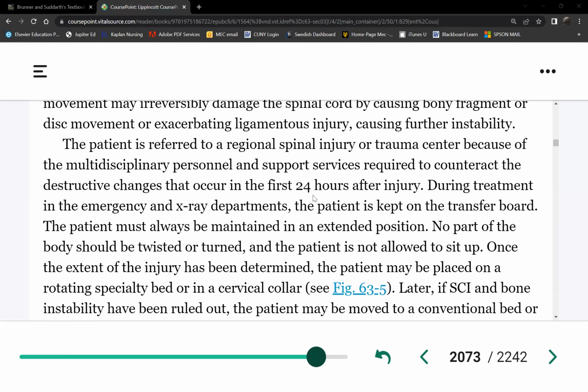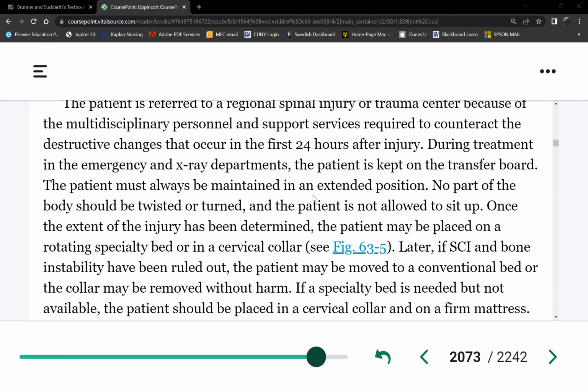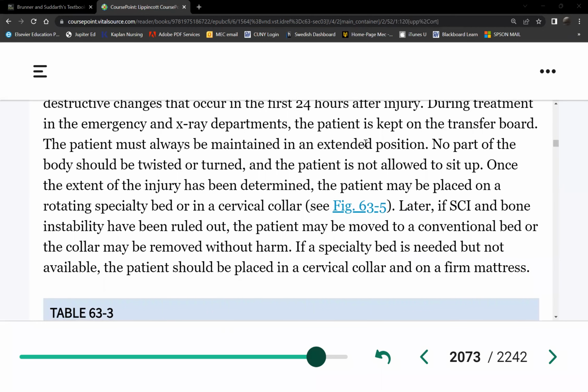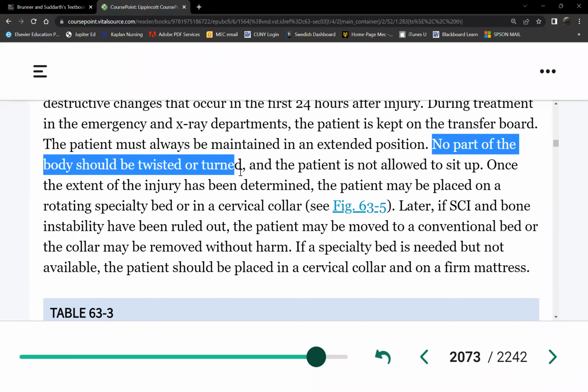What if the patient has trouble breathing? What position is acceptable? Reverse Trendelenburg. But you can't sit them up. So these are the principles: no part of the body must be twisted or turned, and the patient must remain flat. Again, if you need to raise the head of the bed due to breathing concerns, reverse Trendelenburg is acceptable.